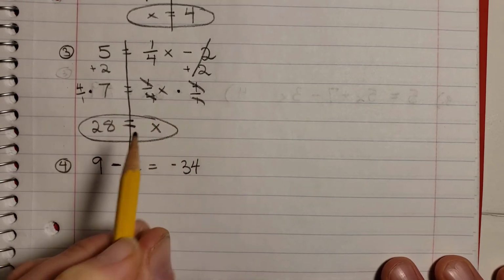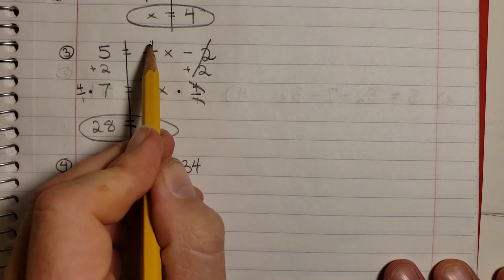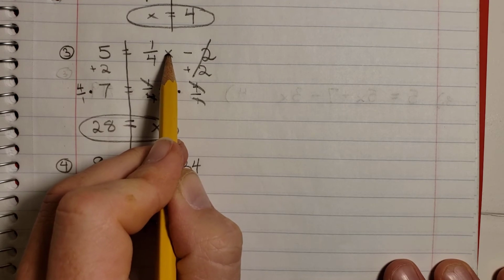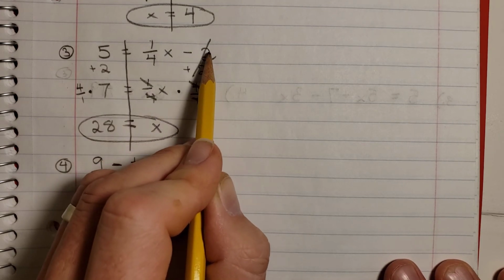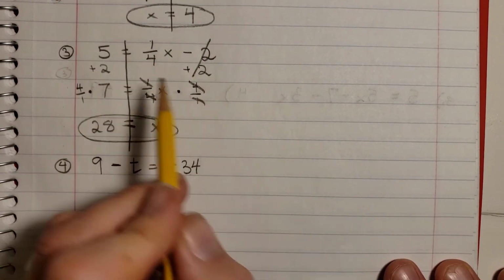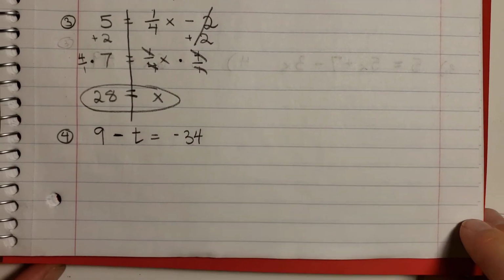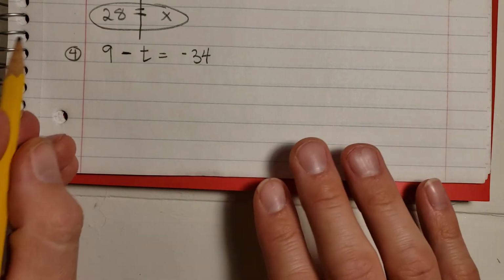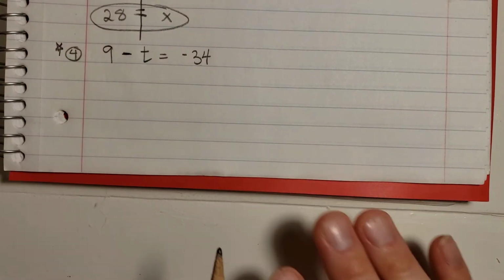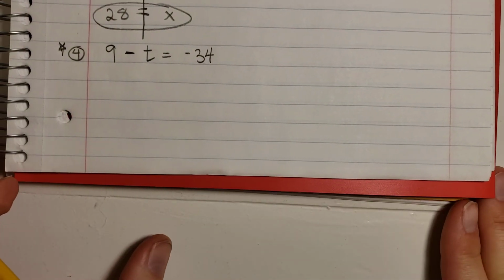All right, let's check that answer. Plug it in here. What's 1/4 of 28? 7. Minus 2, 5. It works. It makes the equation true. Hopefully it's sinking in. Now this one could be challenging. It trips a lot of people up at first.